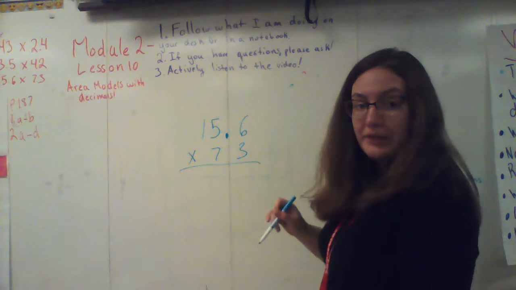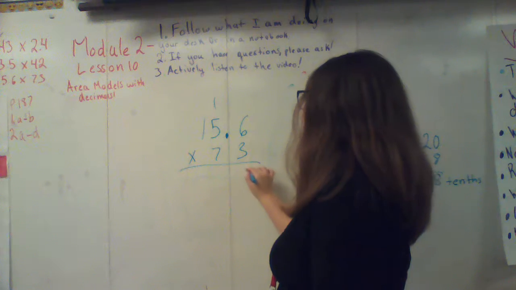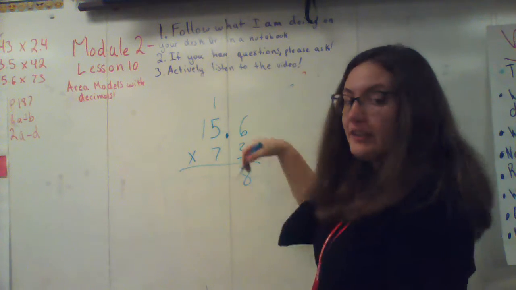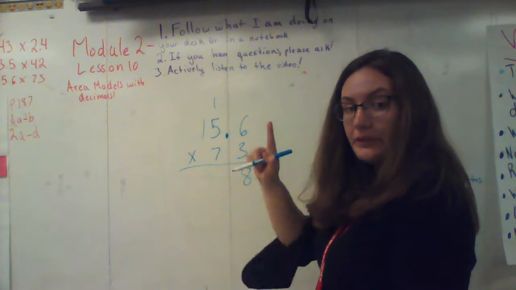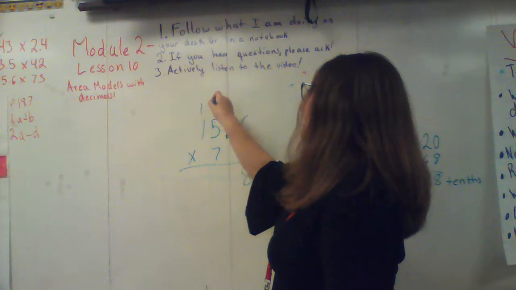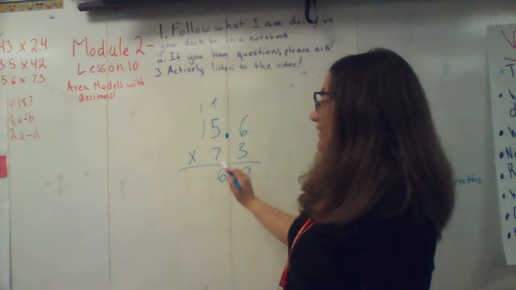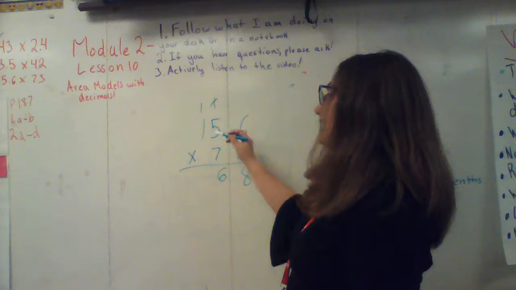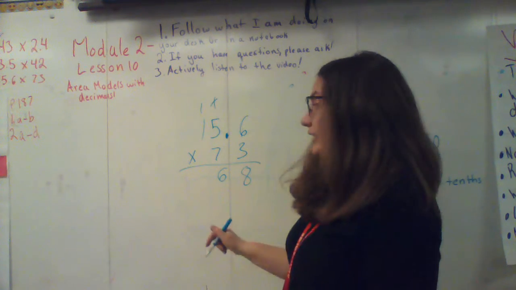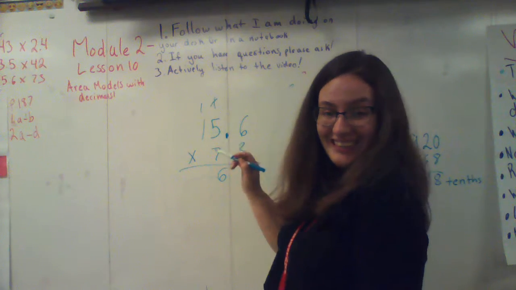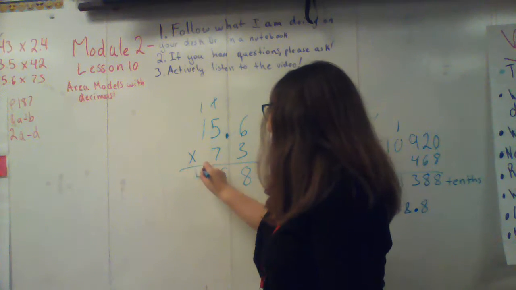So I do 6 times 3, which is 18. Carry the 1. I leave the 8. I do 3 times 5, which is 15, plus 1, which is 16. Carry the 1. I leave the 6. 3 times 1 is 3. 3 plus 1 is 4.